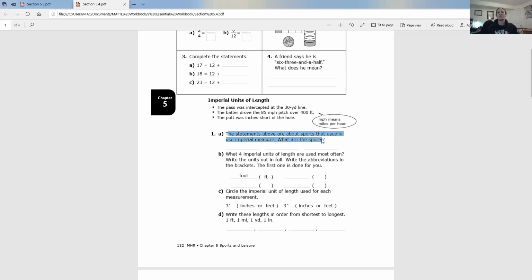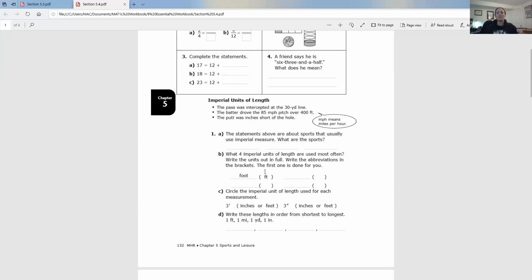So the statements above are about sports that usually use the imperial measure, and I would like you to try and list the sports. Question 1b says to mention 4 imperial units of length that are used the most often, and to put the abbreviations or the short form in the brackets. I can give you a hint. Some of them are listed down here, and these are the ones I would like you to use, okay?